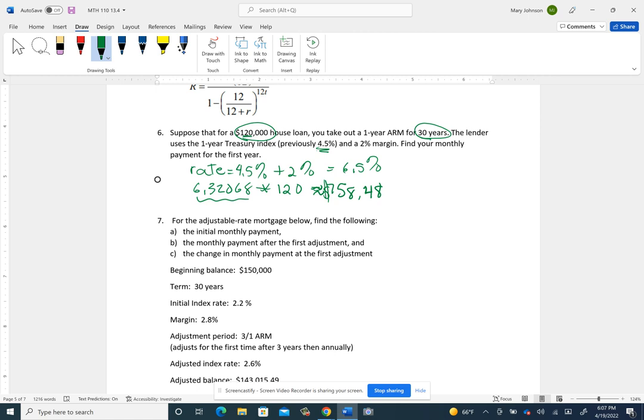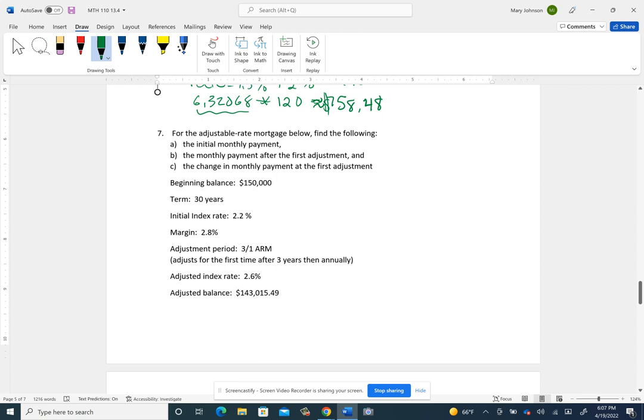All right, so that's kind of what's happening in question number 7. So let's understand this problem. Here we have an adjustable rate mortgage with some terms given to us, and we're supposed to get the initial payment and then what the payment would be after the first adjustment, and then comment on what the change between the two of those is.